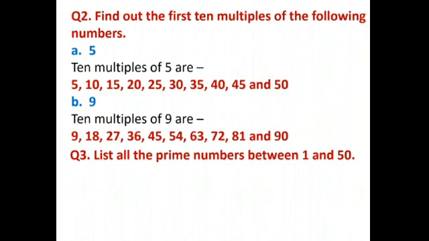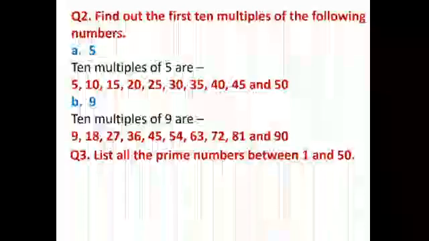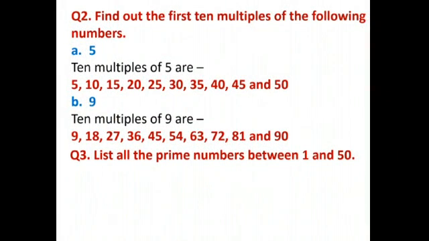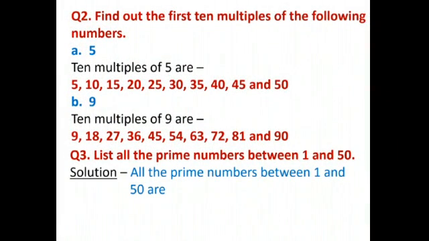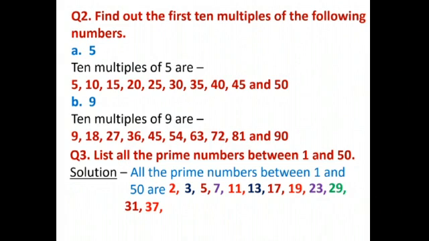Now list all the prime numbers between 1 and 50. So students, what are prime numbers? Prime numbers are the numbers that are having only 1 and the number itself as factors. So all the prime numbers between 1 and 50 will be 2, 3, 5, 7, 11, 13, 17, 19, 23, 29, 31, 37, 41, 43, 47.